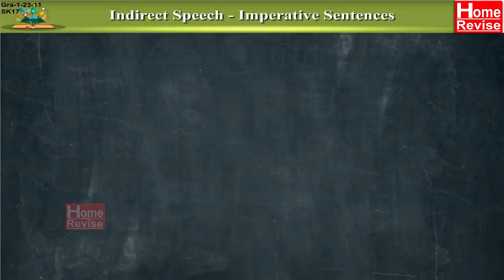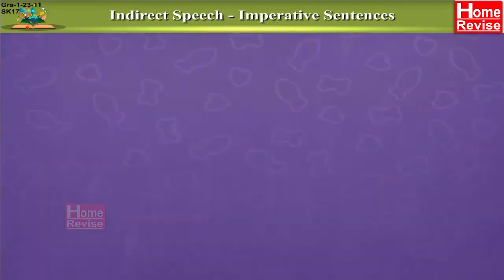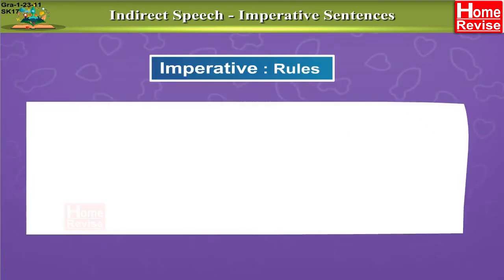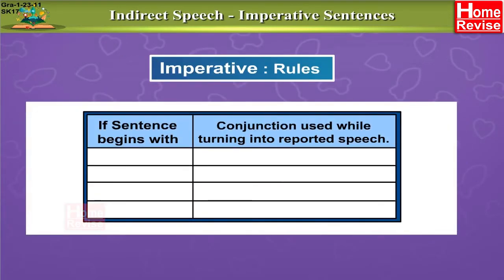Now let's understand how to change imperative sentences into reported speech. Of course, we will have to learn certain rules first. To begin with, if it is a negative imperative, it means that the sentence begins with don't. If a sentence begins with don't, use the conjunction not to.